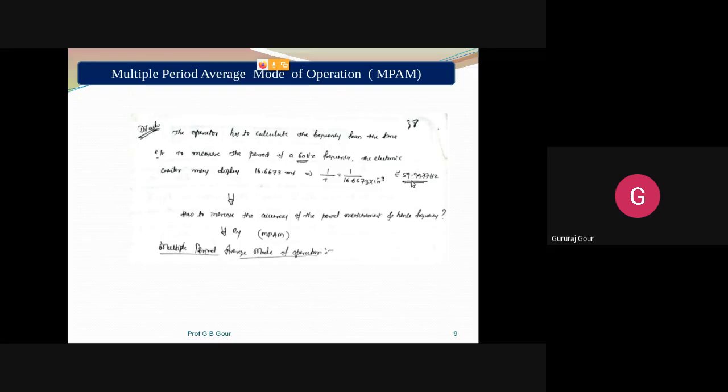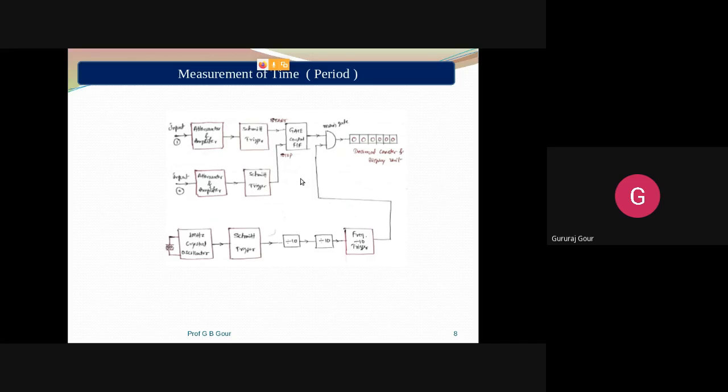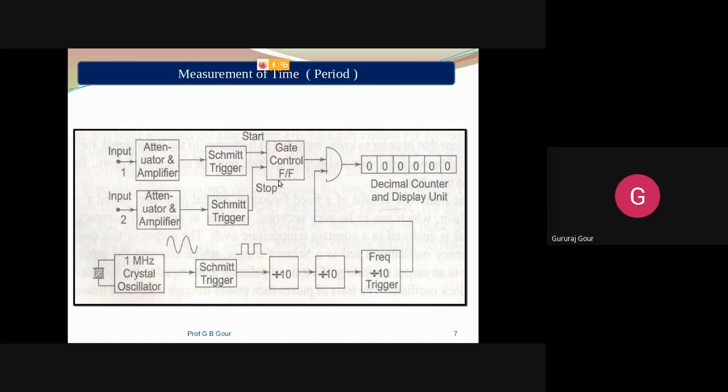So why are we not reaching 60? Why are we stopping at 59.9977 only? If you go back and see the block diagram, you can see we are stopping the sending of these trains of pulses to the decimal counter in advance, before getting the actual stop pulse. So we are getting the stop pulse in advance. What if we delay this stop signal?